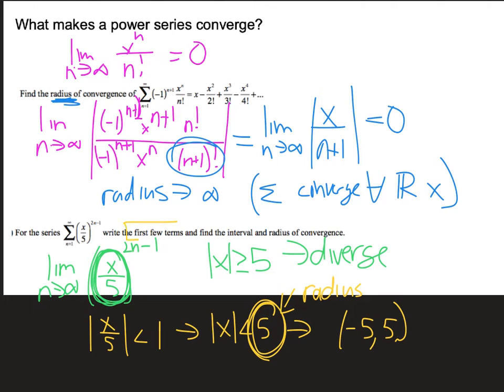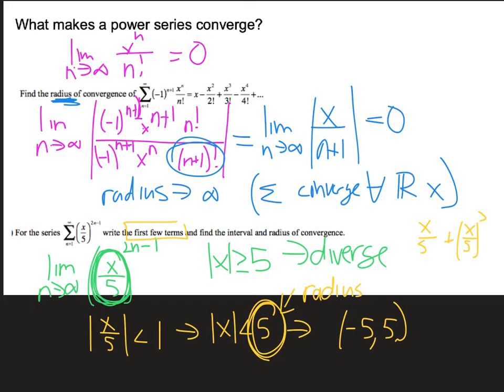I didn't write the first few terms, but I can do that also. So when n is 1, 2 minus 1 is 1, so it's x over 5. When n is 2, 4 minus 1 is 3, so that's x over 5 cubed.